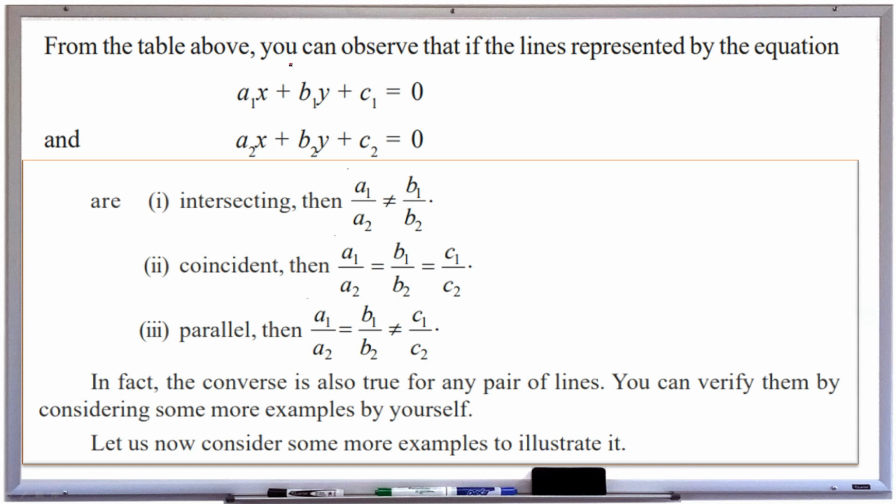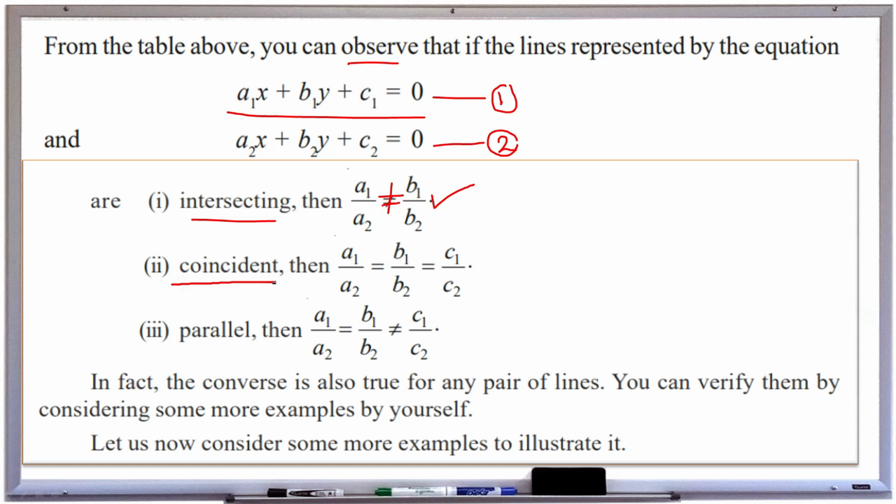From the table, you can observe that the lines represented by the equations in standard form, a1x plus b1y plus c1 is equal to 0 and a2x plus b2y plus c2 is equal to 0, are a pair of linear equations in two variables. Intersecting: if these two lines are intersecting, the condition is a1 by a2 is not equal to b1 by b2. That is the condition if the pair of linear equations intersect when you draw on the graph.